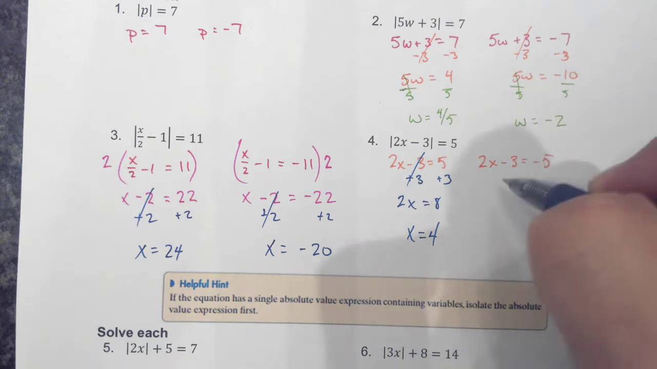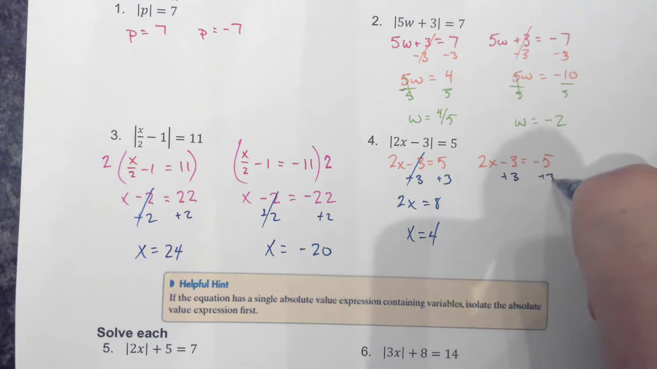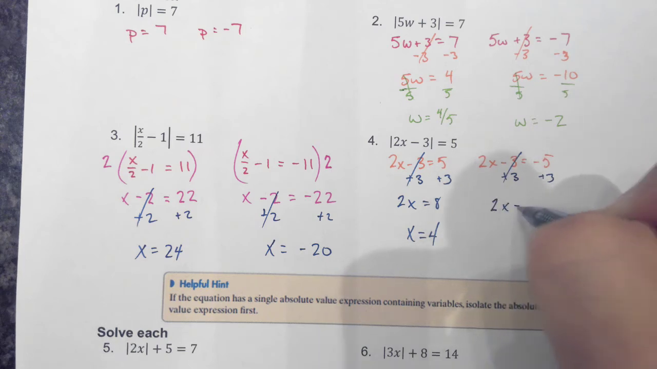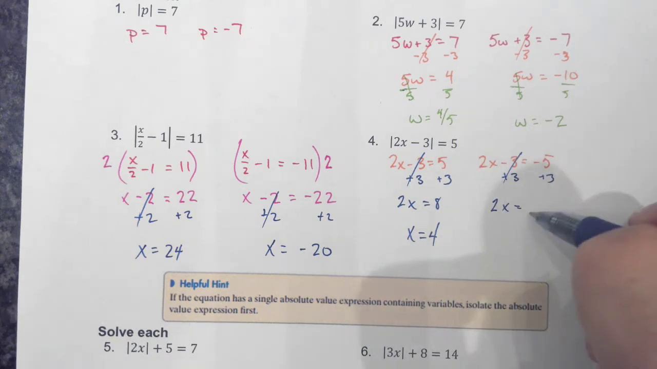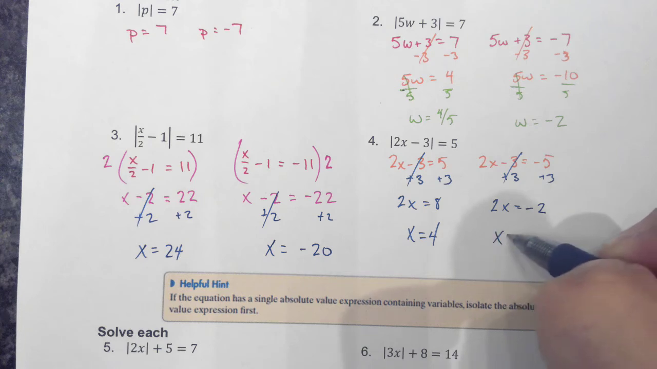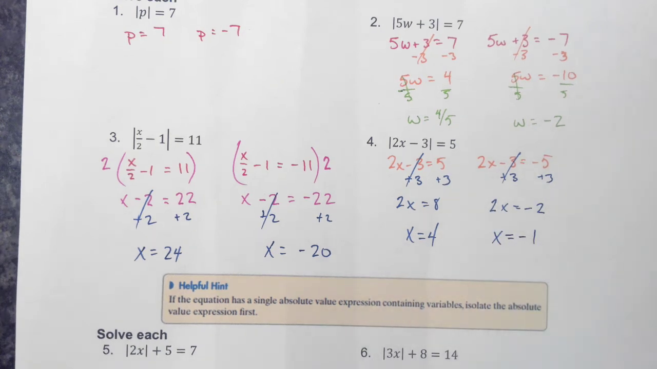On the second one here, add 3 once again. 2x equals -3 plus -5 plus 3, which is -2. Divide by 2, and x is -1.